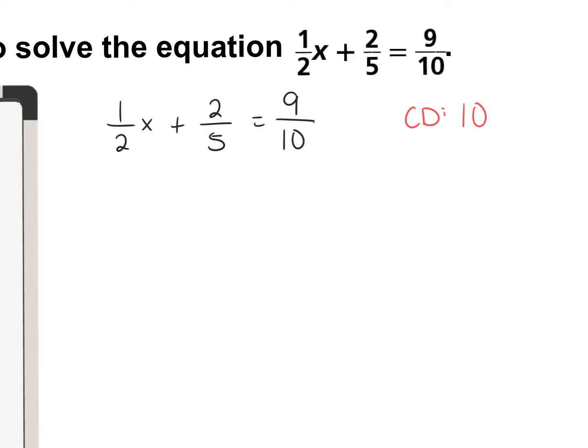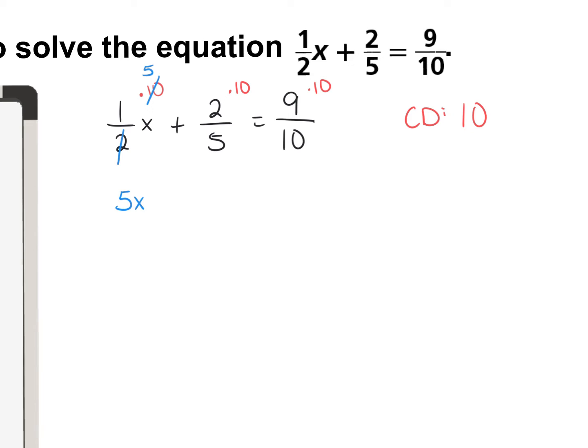Good. So what we do to get rid of these fractions is we're going to multiply every single term by that common denominator. How many terms do I have? 3. I have 3 terms. So I'm going to multiply every single term by that common denominator 10. So what happens is we look at each term by itself. How many times does 2 go into 10? 5. So that 10 turns to a 5. So now I have 1x times 5 is 5x.